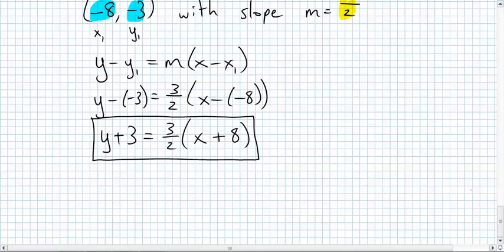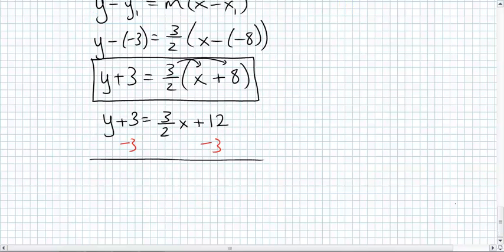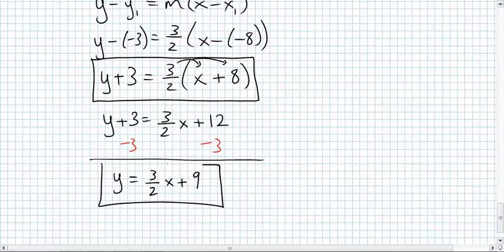Now the trouble is, usually when we're trying to make a table of values or a graph, we're going to get y on one side by itself. So one of the things that we could do with this equation is expand this through, and try to get y on one side by itself. So let's change the form of this equation. 3/2 times x, and then 3 times 8 is 24, divided by 2 is 12. Now I can move the 3 to the other side. And I get y equals 3/2 x plus 9. This is another way of writing the same line.